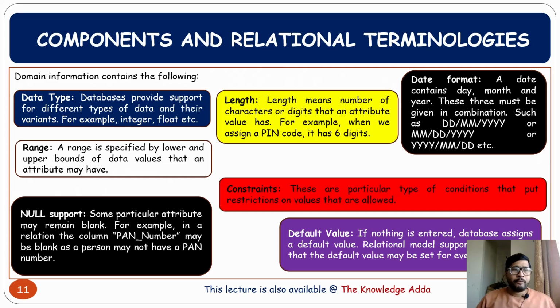Now, what type of information can a particular domain contain? First is data type. Yes, the database provides support for different types of data and their variants, for example integer and float. We have already discussed. Length means the number of characters or digits that a particular attribute can contain. Like you are creating a name and I am providing 20. It means that column cannot accept characters more than 20.